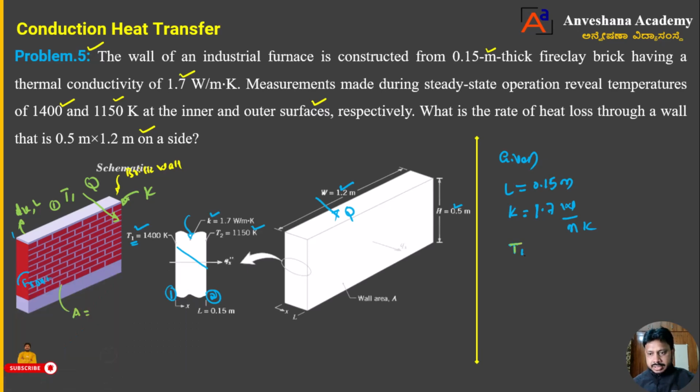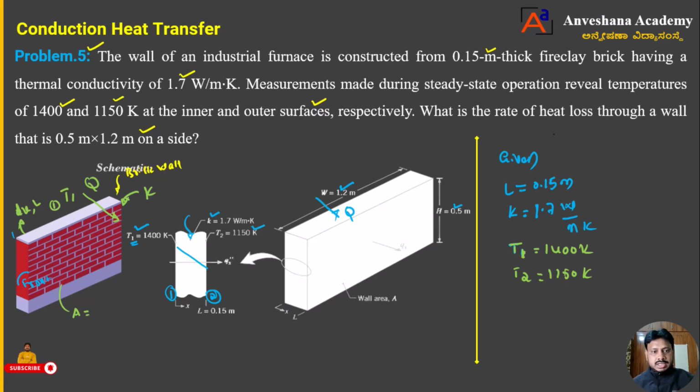So one is T1. I will write it here. T1 is equal to 1400 Kelvin. Then he has given T2 equal to 1150 Kelvin, at the inner and outer surfaces respectively.